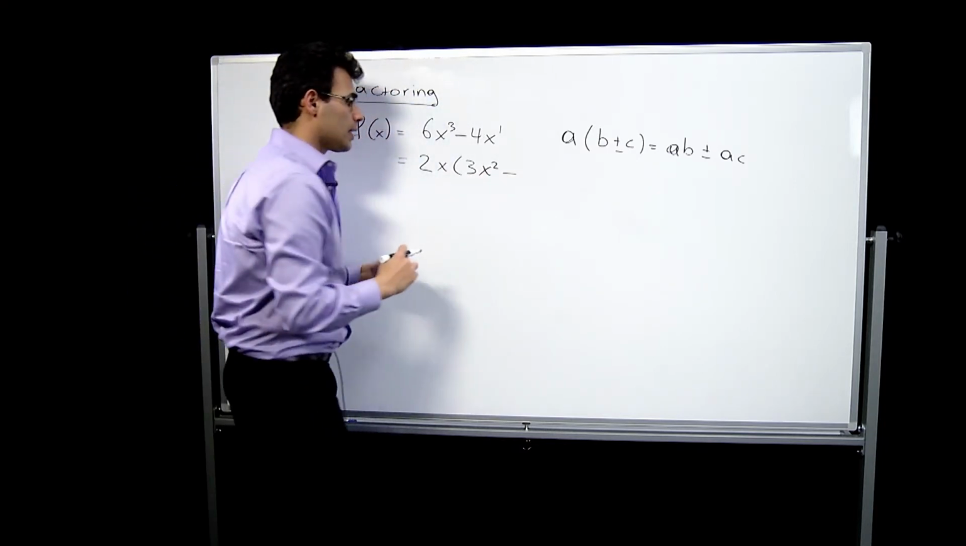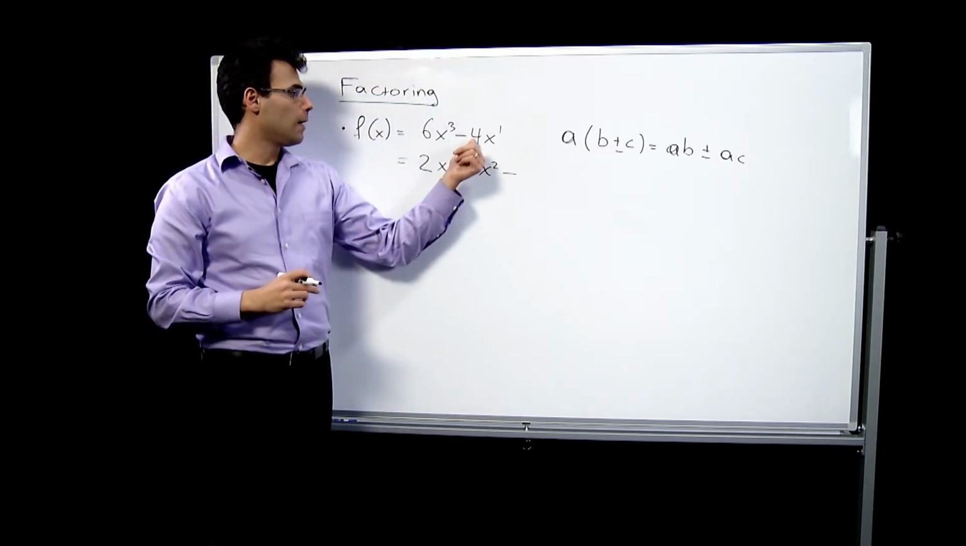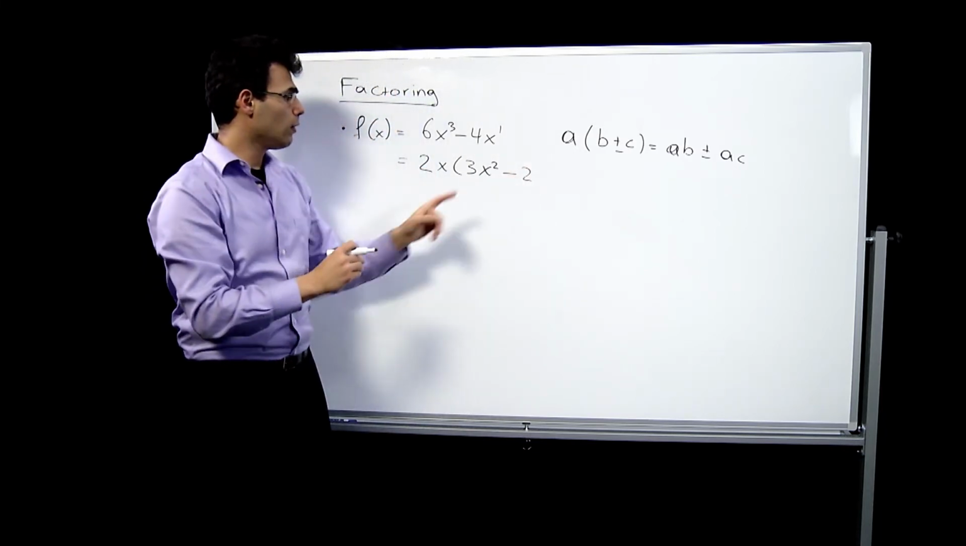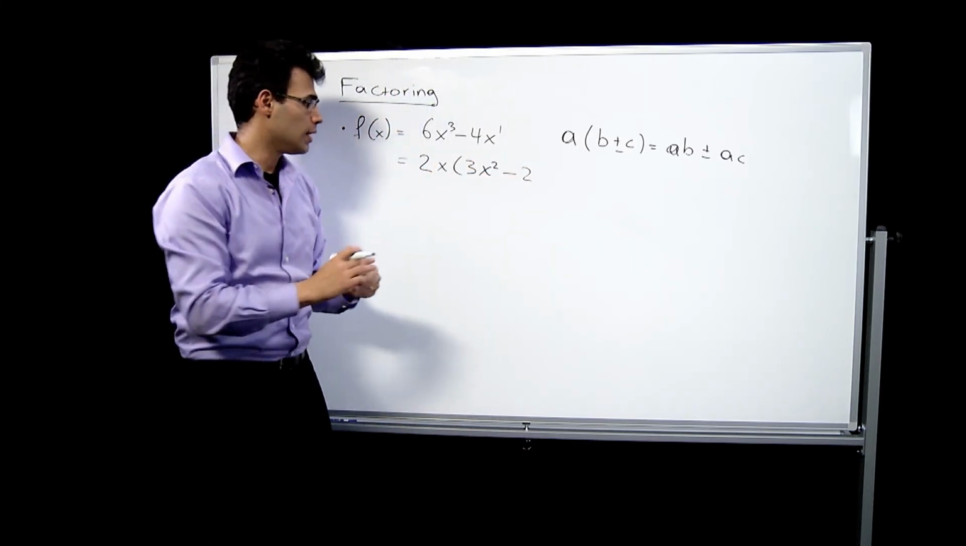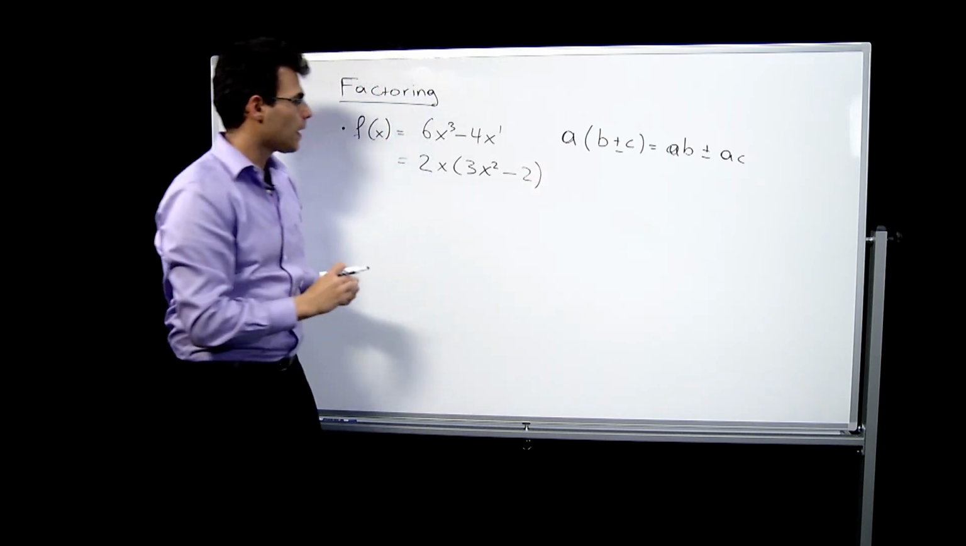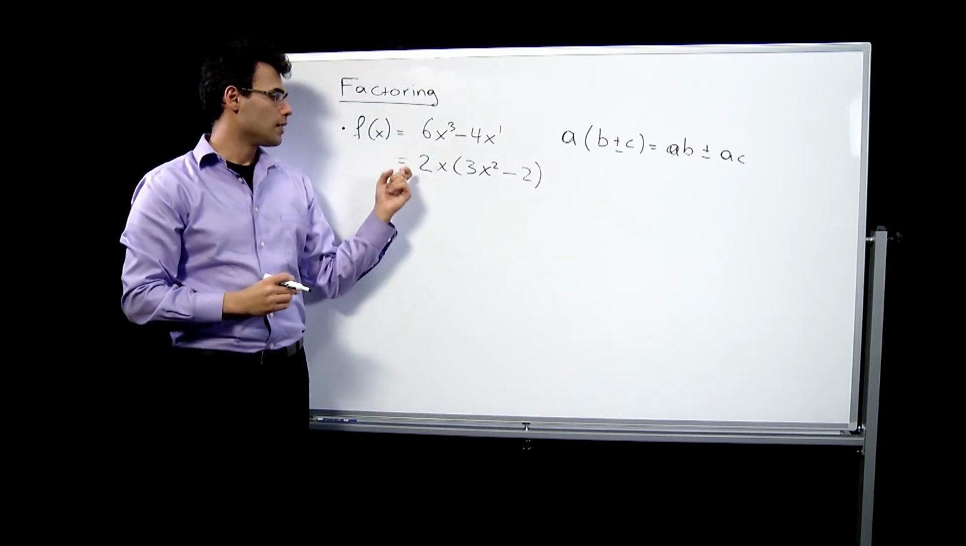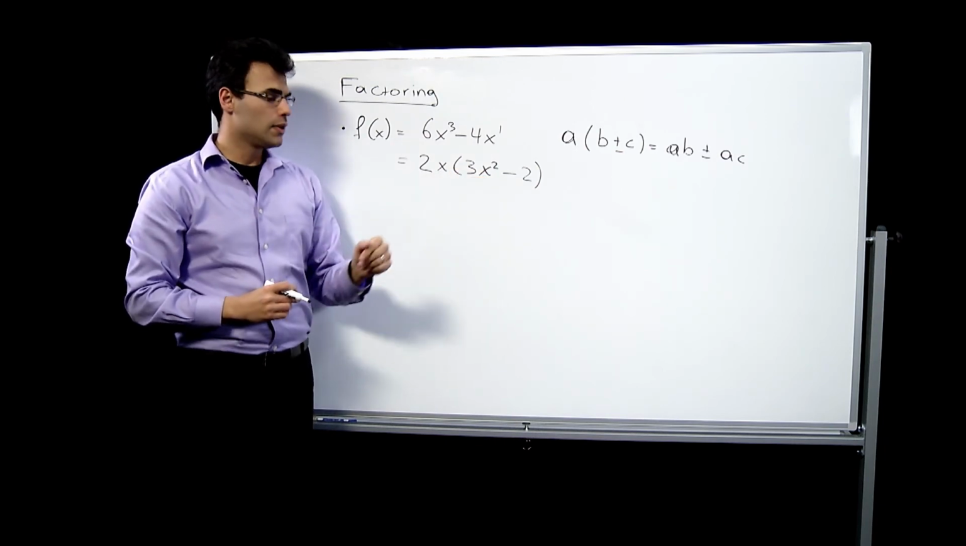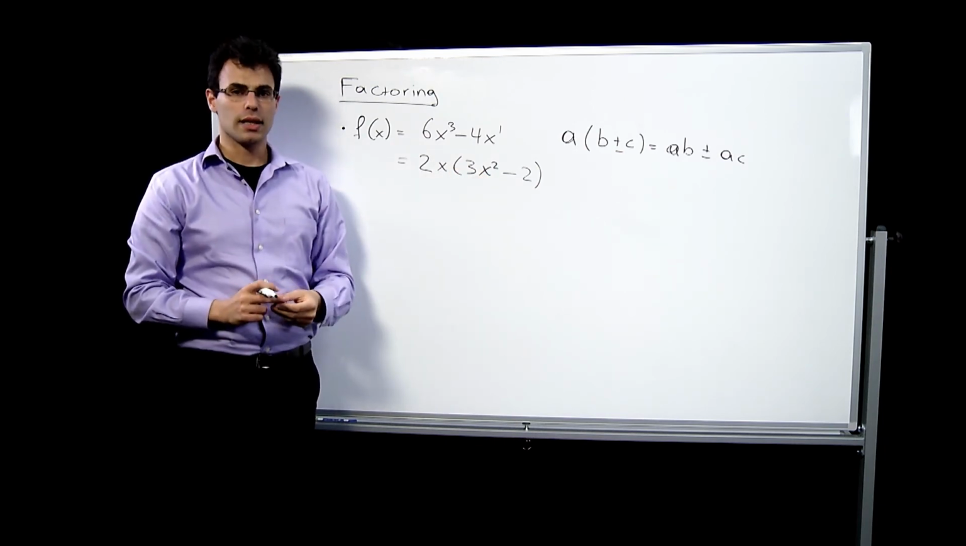Finally, if we go to the next term, don't forget the minus here. 4 is 2 times 2, so there's a 2 missing here. And we've already taken this x out, so you don't need anything else. All right? And this is basic factoring here. This is 2x times 3x squared minus 2. This can continue on a little bit, but we'll see that in the next video.